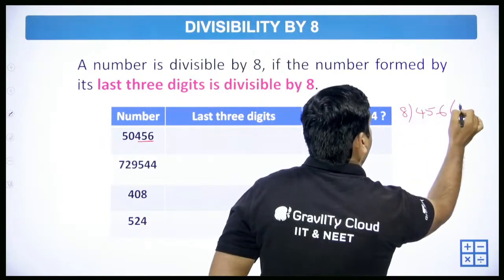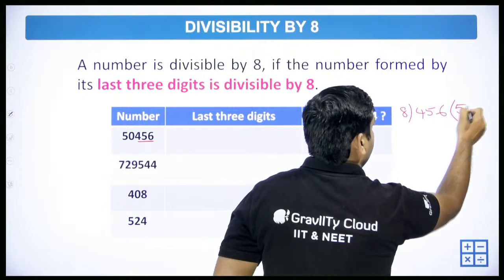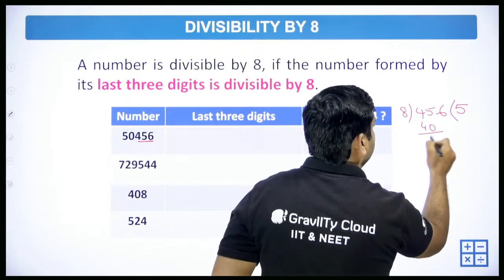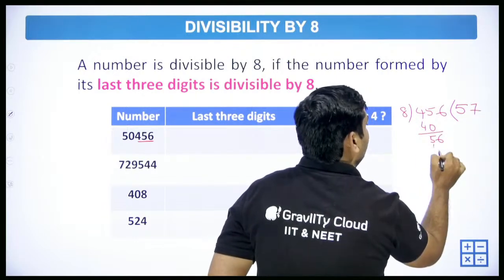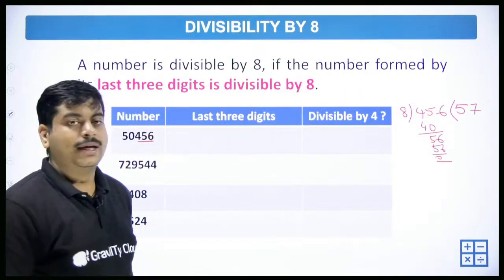Divisibility by 9: the sum of the digits should be a multiple of 9. The last three digits of the number are 456, and 456 divided by 8 gives us 57. So it is divisible by 8.